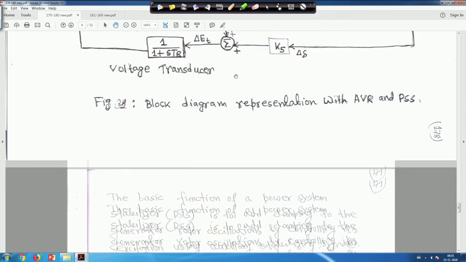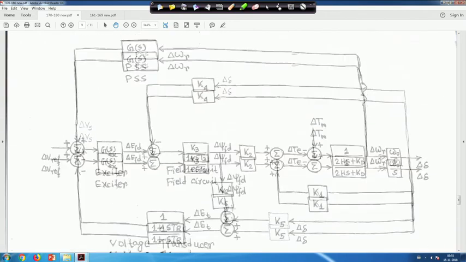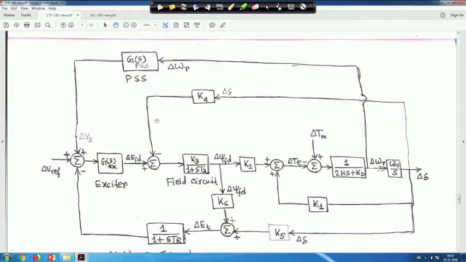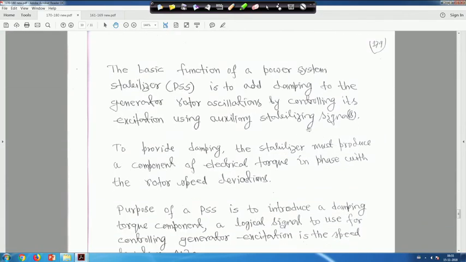Now the basic function of a power system stabilizer is to add damping to the generator rotor oscillation by controlling its excitation using auxiliary stabilizing signals. That is why feedback is given here. That is delta Vs.